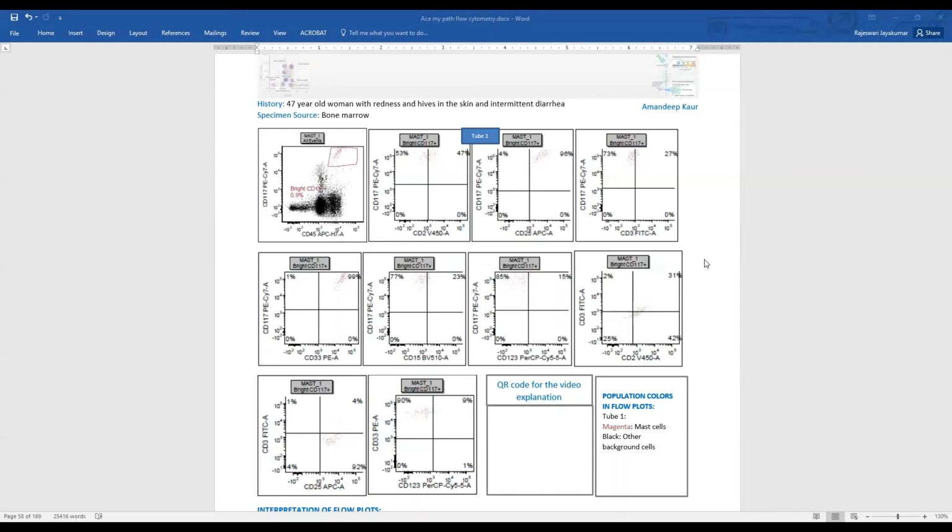So when you report these cases, never call it systemic mastocytosis, because remember, you need to fulfill those criteria, and you need your bone marrow specimen for that. And here you will just say aberrant mast cells identified, and you will give the percentage and describe the phenotype.